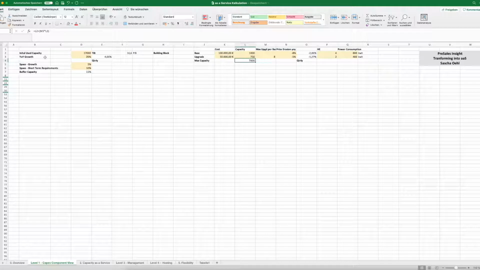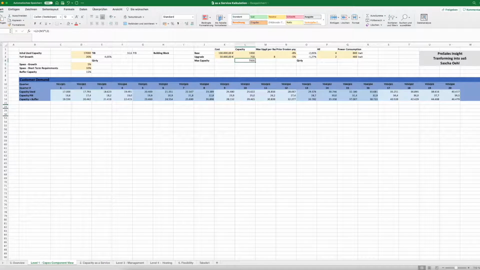Together this gives us a maximum capacity for a base plus the 8 upgrade blocks of 7,000 terabyte. This is now the baseline of our calculation. In the next step, you see I prepared here a small chart which gives us an indication on how the capacity that the customer is using will turn and grow within the quarters. What we did here, we mapped the quarters to the top with a year and a quarter number and the absolute quarter, which we need for some calculations.